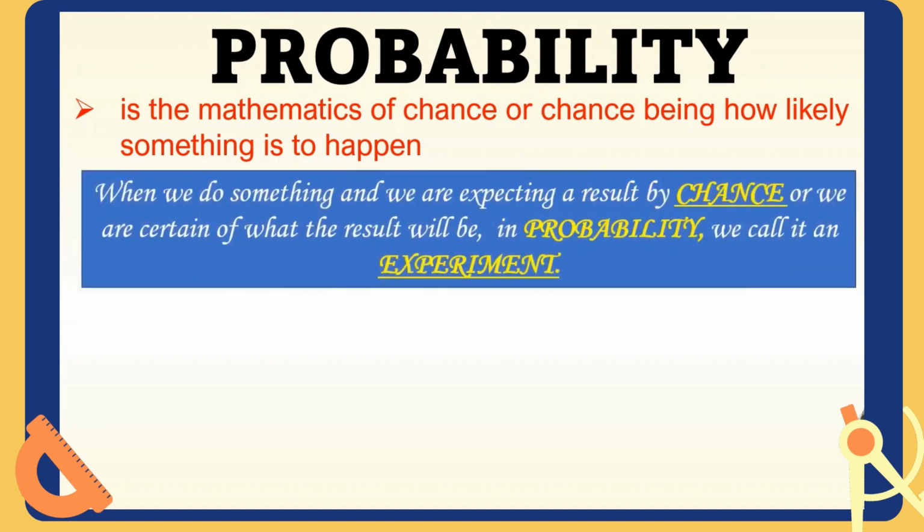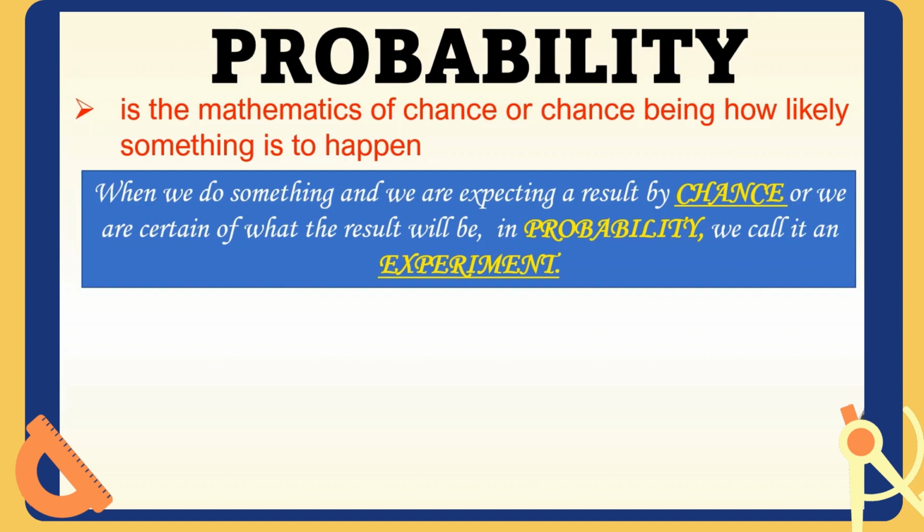Okay? And then when we do something and we are expecting a result by chance, or we are certain of what the result will be, in probability, we call it an experiment. So, kapag gumawa tayo ng isang bagay at may inaasahan tayong resulta sa pamamagitan ng chance o sigurado tayo sa kung ano ang magiging resulta, sa probability, tinatawag din itong isang eksperimento.